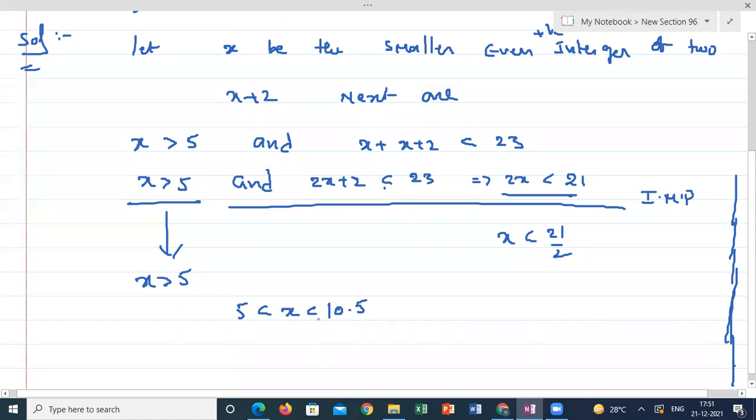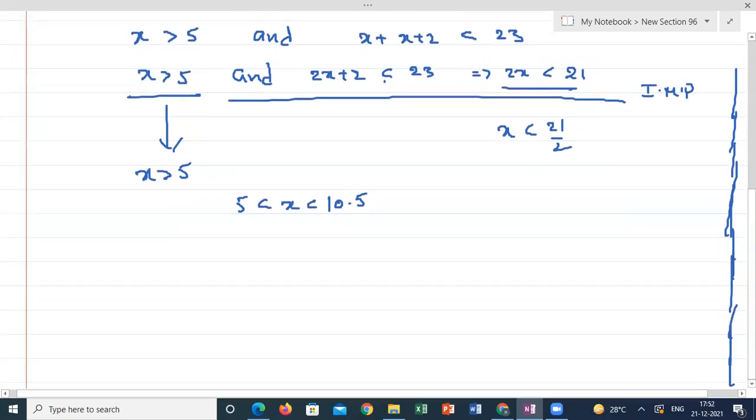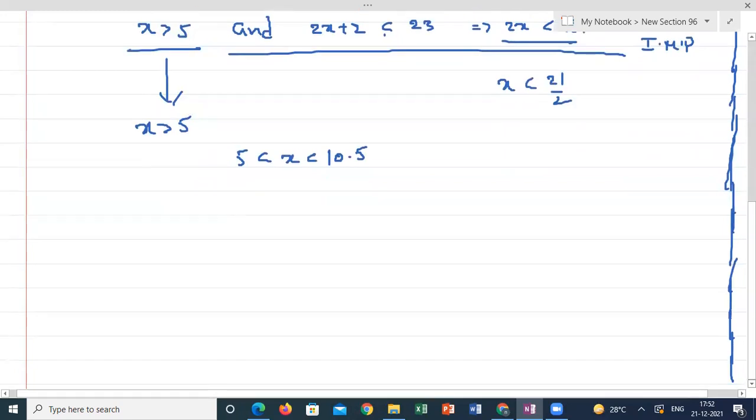But this is not the end of the question. We found the range of x. Now you have to list out the set of possible pairs for the given condition. He is asking for the set of even positive integers lying between 5 and 10.5.